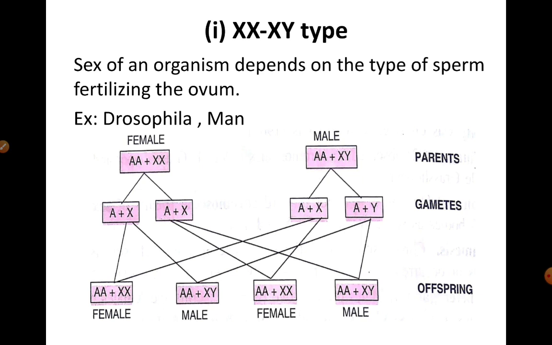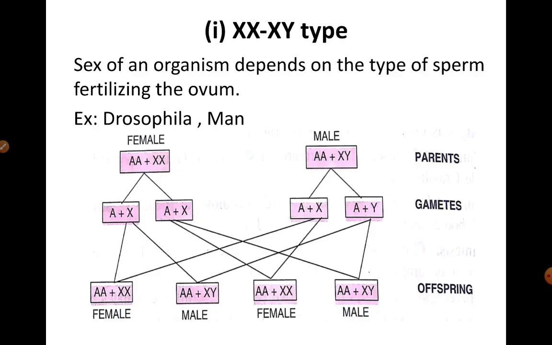The differential region of the Y chromosome carries only Y-linked or holandric genes, for example the TDF, that is testis determining factor. And this Y chromosome will also have genes specific for some characters of males. For example, hypertrichosis, that is excessive hair growth on the pinna, which is a male characteristic, and the gene responsible for that is also present on the Y chromosome. These holandric genes present on the Y chromosome are directly inherited from father to son.